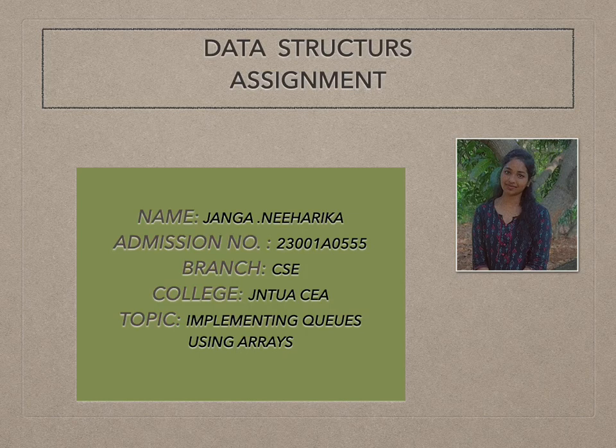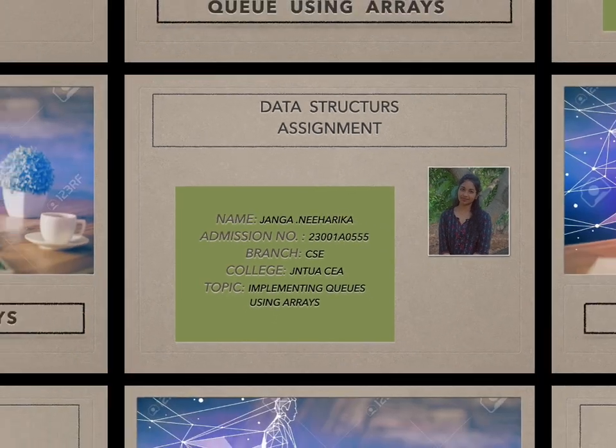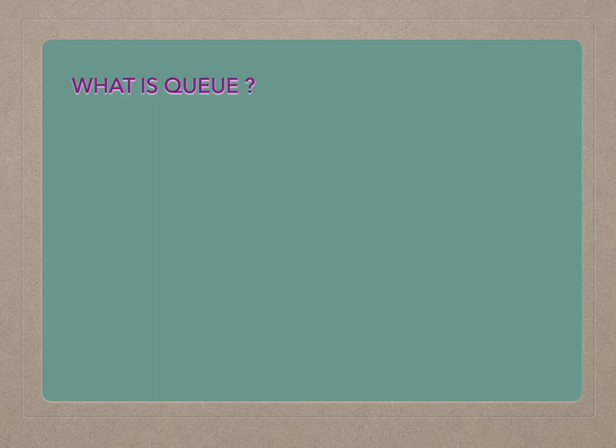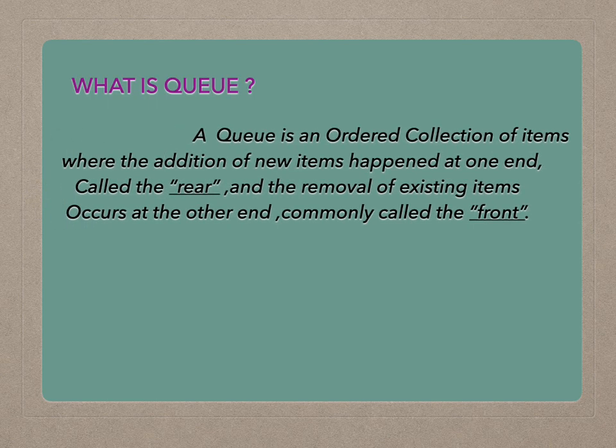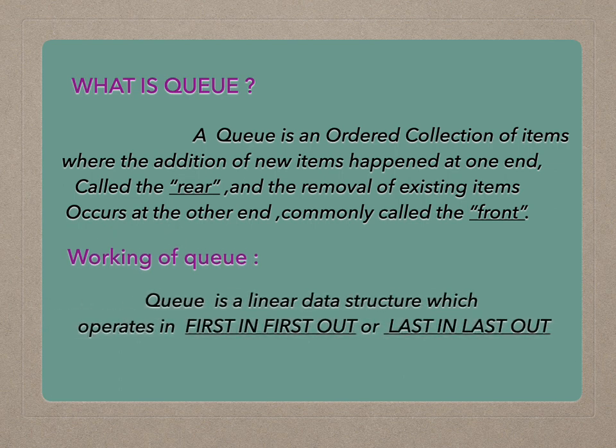Today my topic is implementing queues using arrays. Firstly, we have to know what a queue is. A queue is an ordered collection of items where the addition of new items happens at one end, called the rear, and the removal of existing items occurs at the other end, commonly called the front. Working of queue: a queue is a linear data structure which operates in first in, first out or last in, last out order.